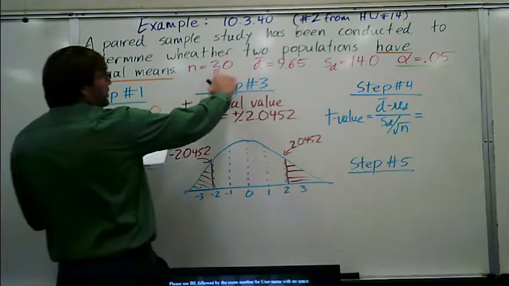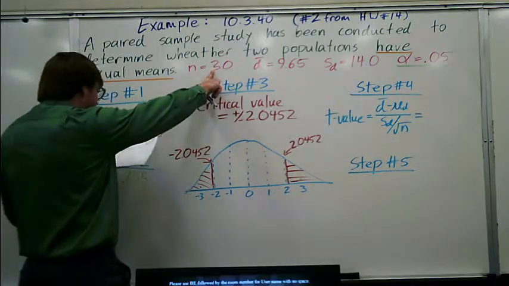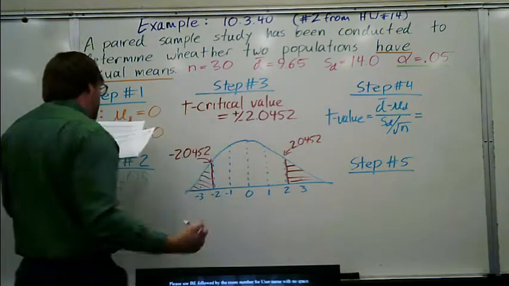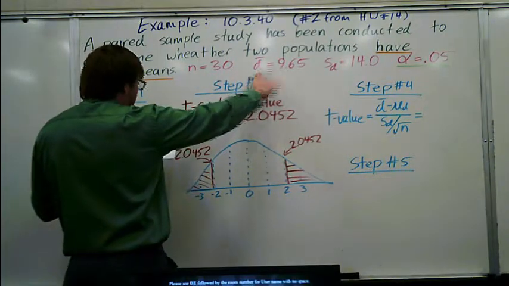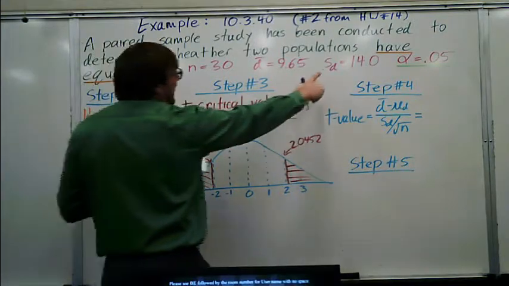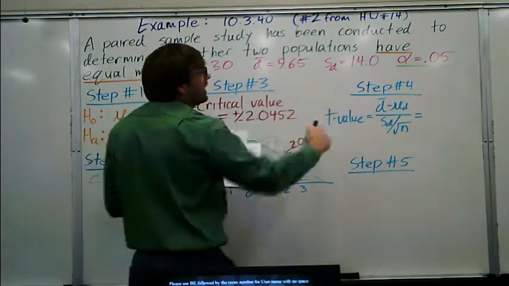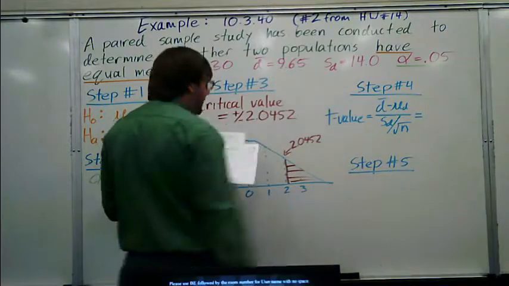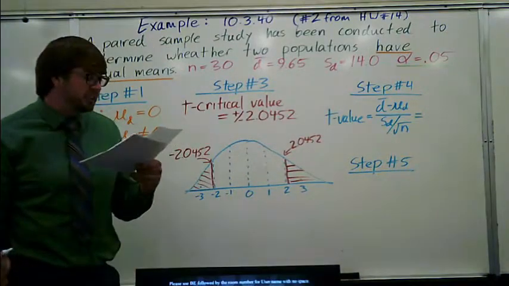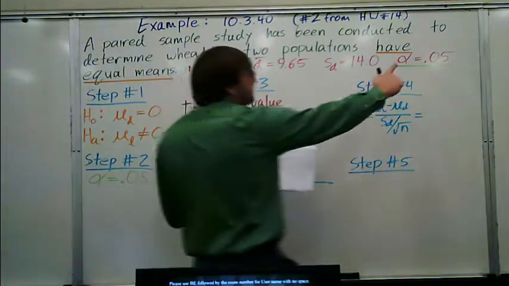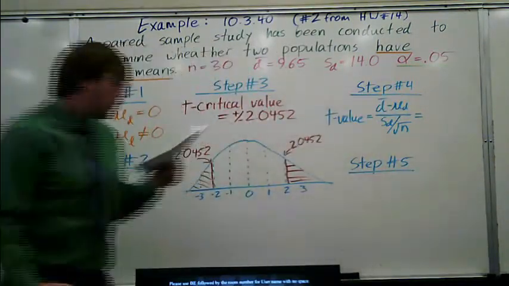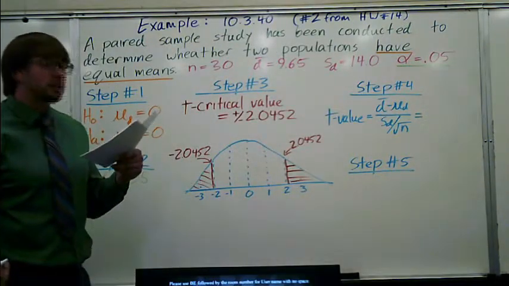30 paired samples were obtained, so our sample size is 30. The sample results were a sample mean difference of 9.65 and a sample standard deviation of the difference of 14.0. And then we're asked, based on these sample data and the significance level of 0.05, what conclusions should be made about the population mean?